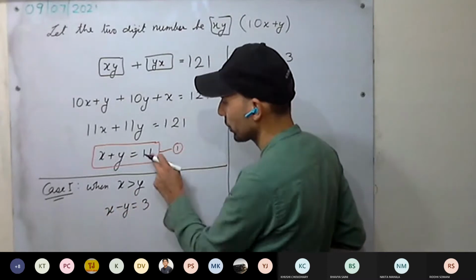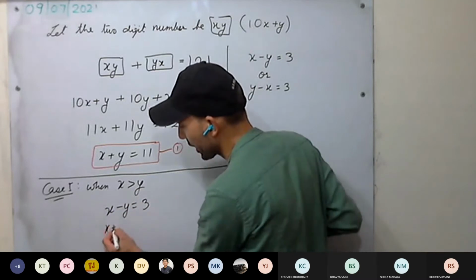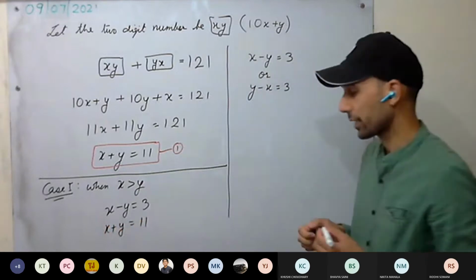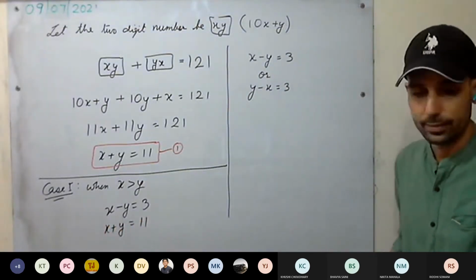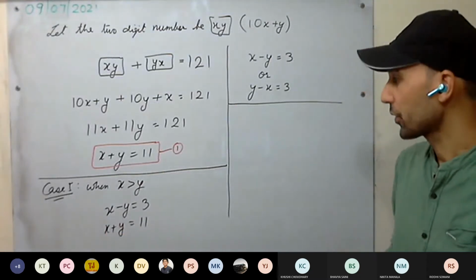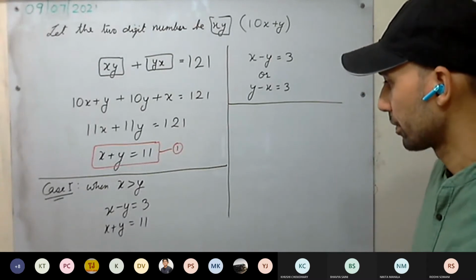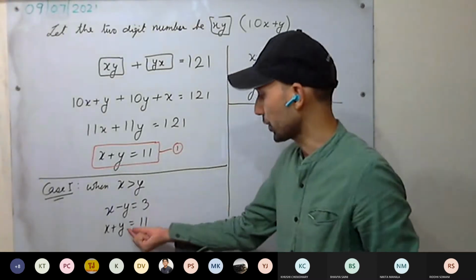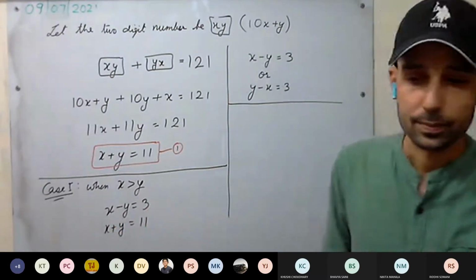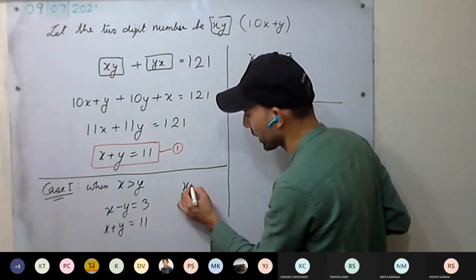Now solve these two equations: x minus y equal to 3 and the next equation x plus y equal to 11. Solve these two equations and find the value of x and y. If you add these two equations, we are getting 2x equal to 14, so x is equal to 7.